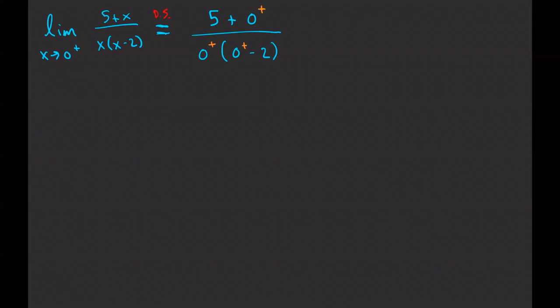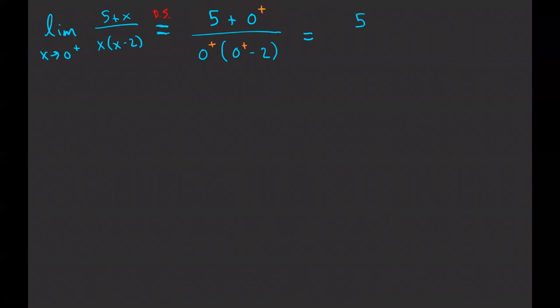I'm just going to look at this top part. Let's look at the numerator right now. If I take 5 and I add 0 to it, what am I going to get? Well, I'm going to get 5, right? That's fairly simple math right there.